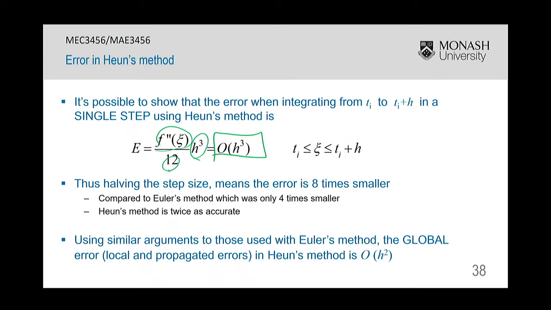Using similar arguments to those that we used with Euler's method, you can show that the global error, now remember the global error is the sum of the local errors and the propagated errors, for Heun's method scales like order h squared. And so Euler's method was order h, Heun's method is order h squared, so it's clearly going to globally be more accurate.